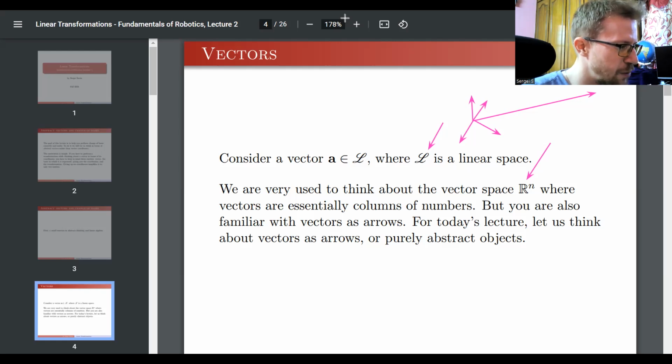So can someone give me more examples of linear spaces? Matrices. Yes, matrices form a linear space. But matrices, again, are just tables of numbers. Can someone give me an example of a linear space which is not a table or a column of numbers?